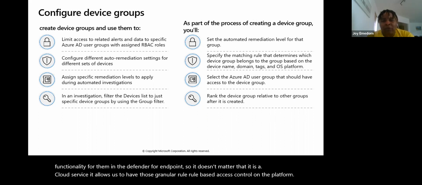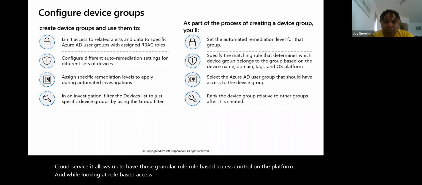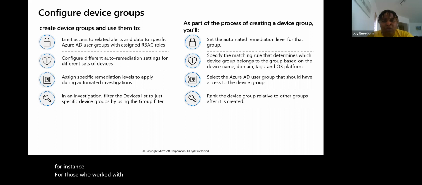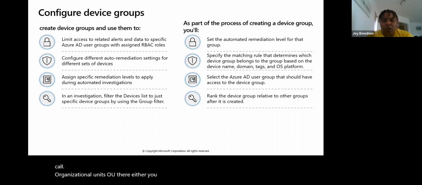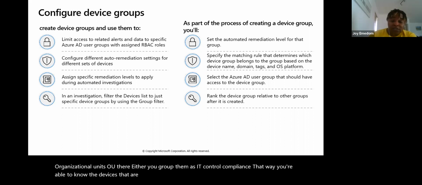And while looking at role-based access control, you can delegate it even to device groups. So for instance, for those who work with Active Directory on-prem, you created your devices into what we call organizational units, OUs. Either you group them as IT, control, compliance. That way you're able to know the devices that are inside each department or each division.